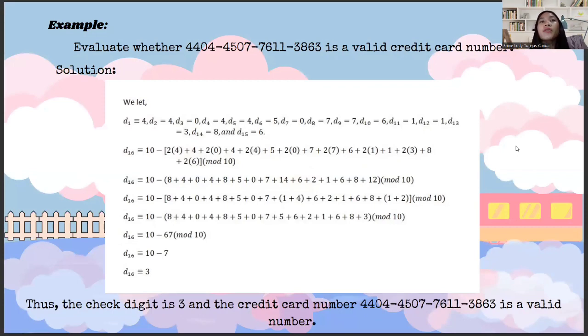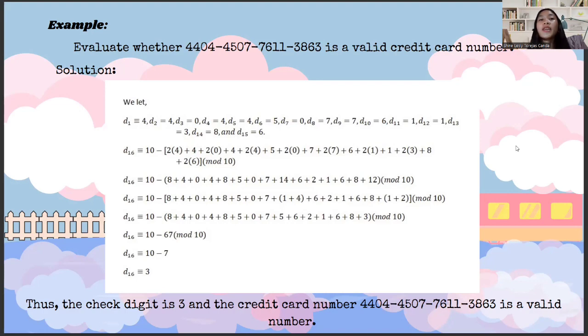So we will test if the credit card number presented is valid. So we will use the formula for the check digit in credit card. And so we have d sub 16 is congruent to 10 minus 2. So we're going to substitute all the digits. After substituting, we will multiply by 2. Then after multiplying, we will add all the digits.